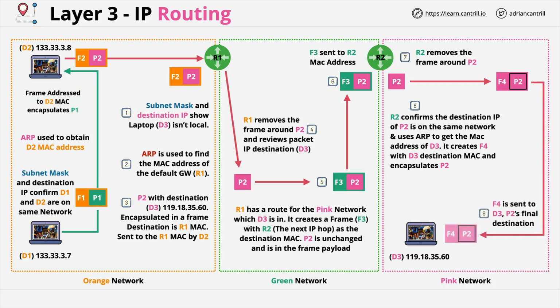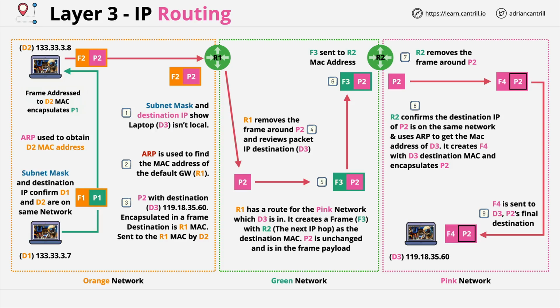Laptop D3 receives the frame. D3 sees that it is the intended destination of the frame because the MAC address matches its MAC address. It strips off the frame. It also sees that it's the intended destination of the IP packet. It strips off the packet, and then the data inside the packet is available for the game that's running on this laptop. So it's a router's job to move packets between networks.